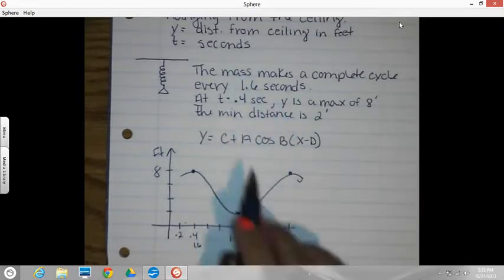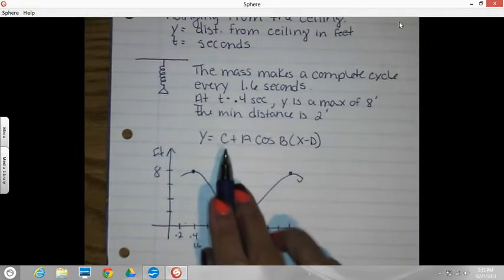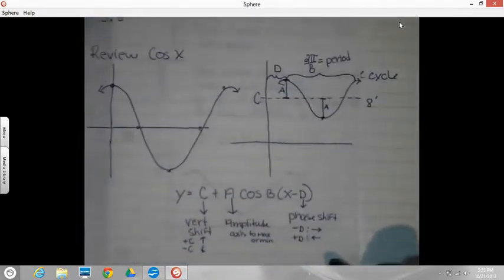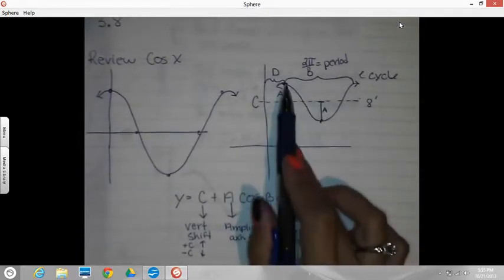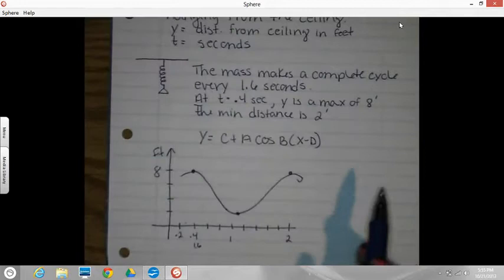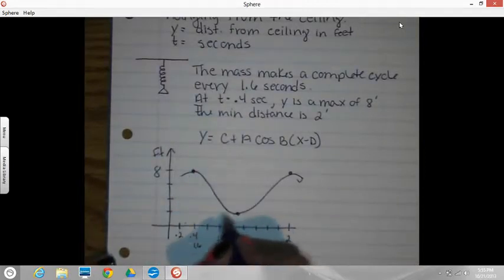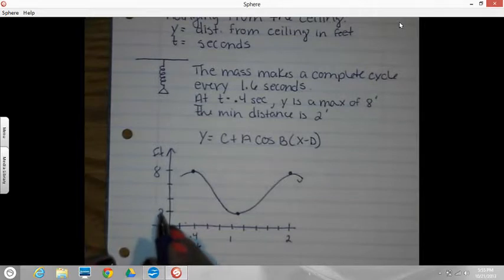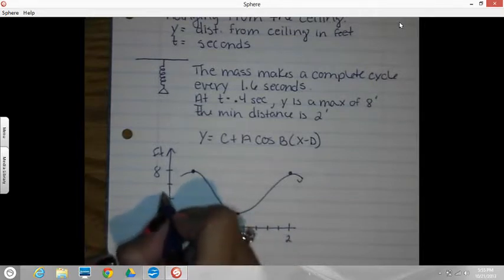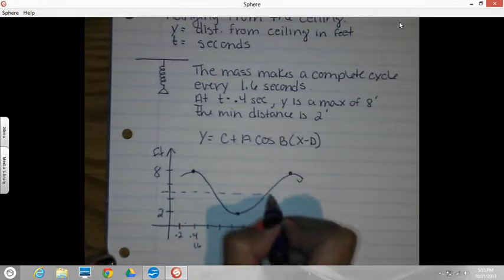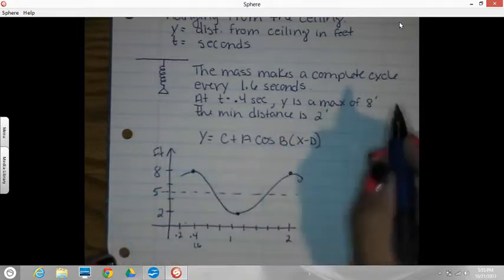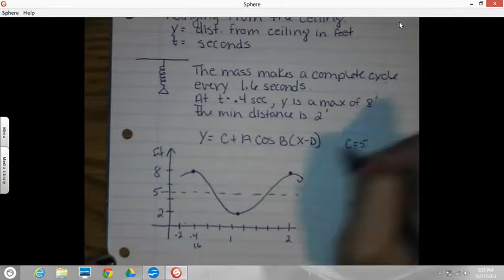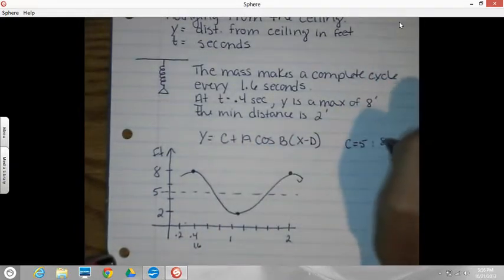Let's start with the vertical shift. Remember, vertical shift is this axis in the middle. The vertical shift is halfway between the max and the min. Well, my max was at 8. The minimum it got was 2 feet from the ceiling. So what's the middle of 2 and 8? You want to find the average of 2 and 8. If you average those, you're going to get 5. So our axis is at 5. There's our C value. So the C value is 5. It's the average of the max and the min. Maybe I'll put that in there. 8 plus 2. We want the middle.